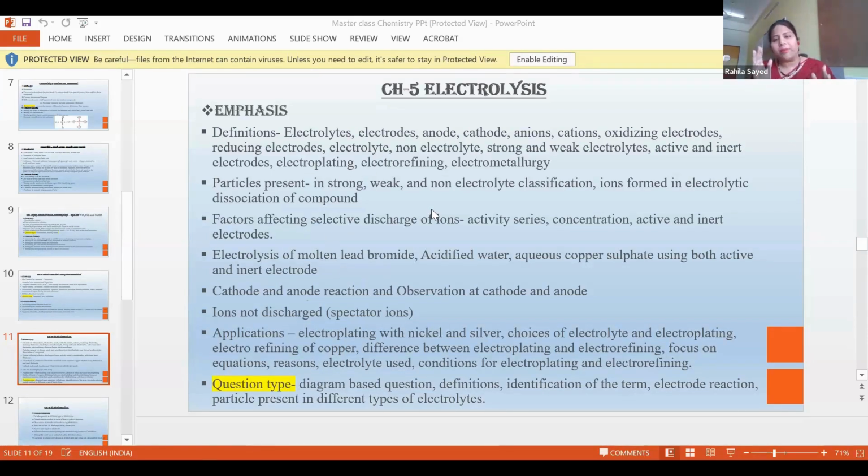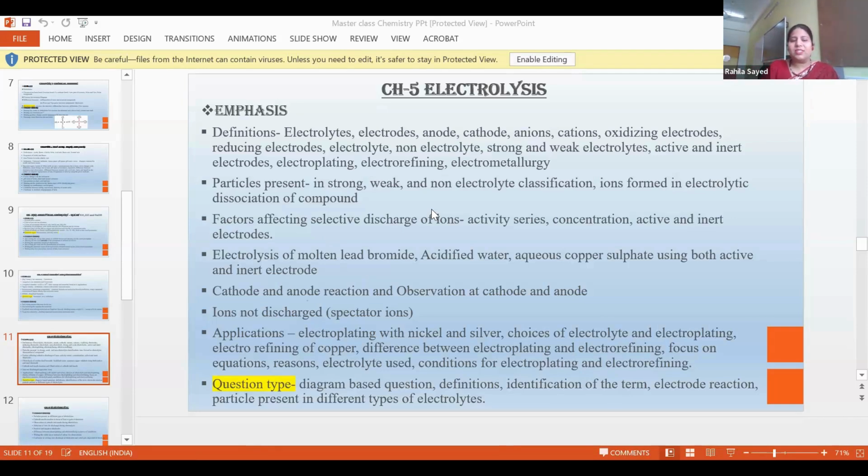You need to know the diagram. They will not ask you to draw the diagram, but they will give you wrong diagrams and then ask you which one is the correct one. So you have to take that. Those types of questions will be asked. So you need to know the diagrams thoroughly. Diagram based questions are definitely asked from this chapter.